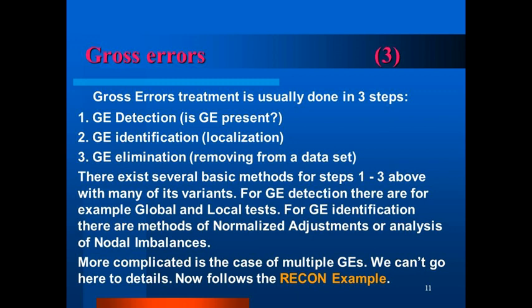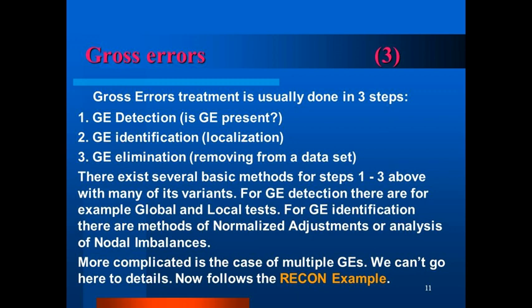Gross errors treatment is usually done in 3 steps. The first question is whether any gross error is present. This phase is called gross errors detection. If the answer is positive, we should try to find the cause of this issue. We speak about so-called gross errors identification or localization. The third step is removing error data from the input data set.